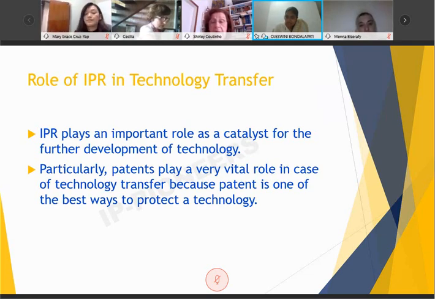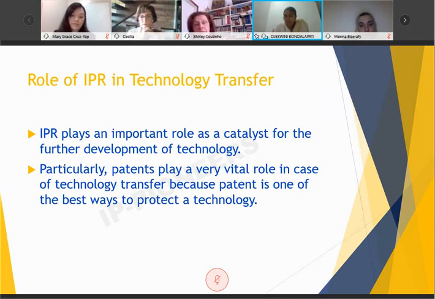The technology transfer involves IP, intellectual property assets, mainly patents. So why patents? A patent is a structured form of your research work which can give you a guaranteed protection, apart from trade secrets.